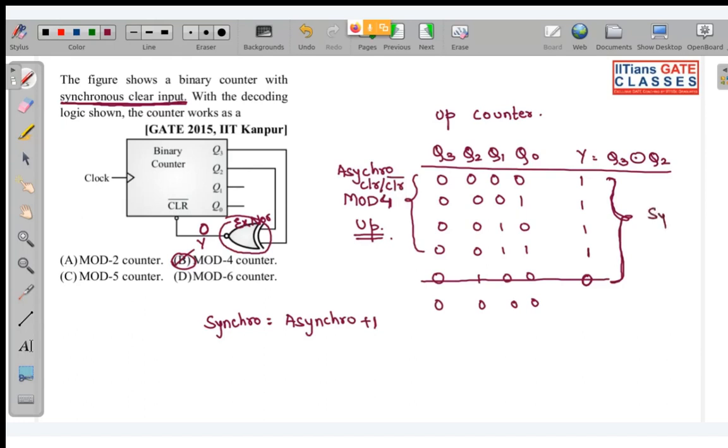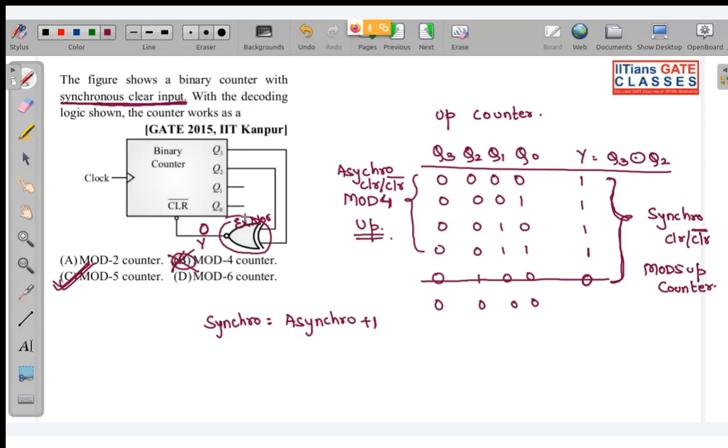But using synchronous clear or clear bar, this will be mod 5 up counter. This will be mod 5 up counter. So the correct answer is option C. Option B is wrong. So only one person has solved this question.